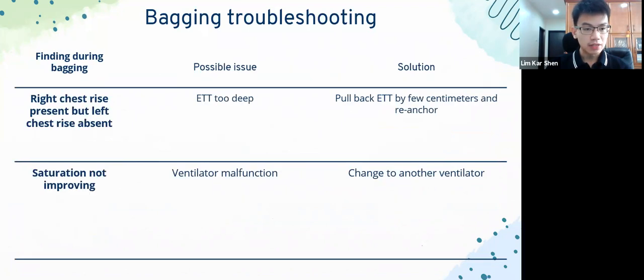If the right chest rise is present but the left chest rise is absent, the ETT is too deep, so we have to pull out the ETT by a few centimeters and re-anchor. If during bagging saturation is not improving, this can be due to ventilator malfunction. So we have to change to another ventilator or find the problem and the solution.